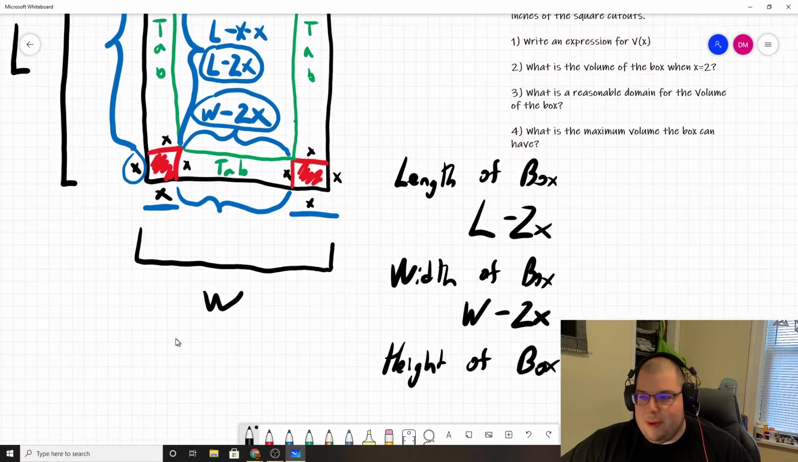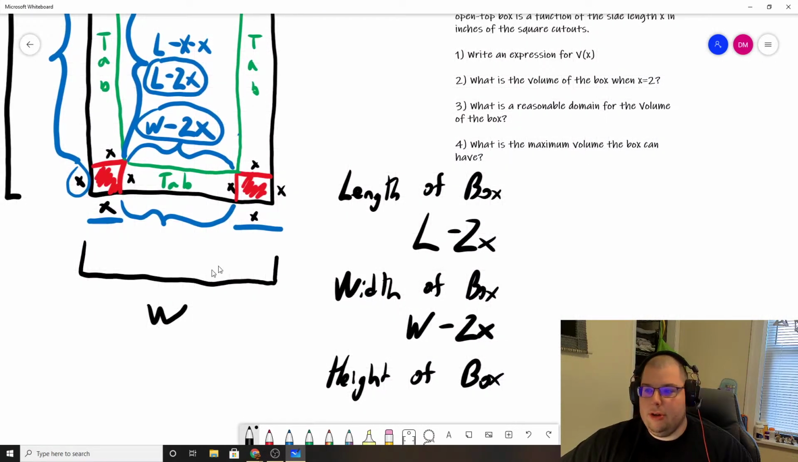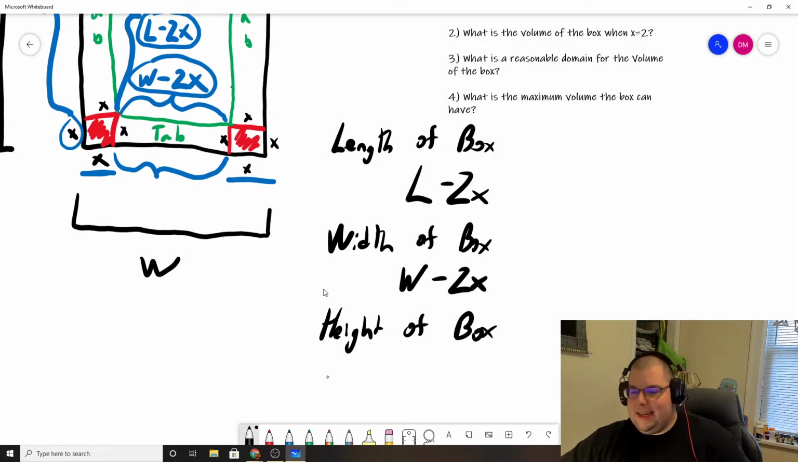And then the height, as we just talked about, of the box is exactly the amount that we cut out. Oh, you cannot see what I'm writing right now because I didn't move back to my whiteboard. So I've just written this stuff in black right here. The length of the box is the original length of the piece of paper, L, minus 2x. The width of the box is W, the original width of the piece of paper, minus 2x. And that height of the box is exactly h.